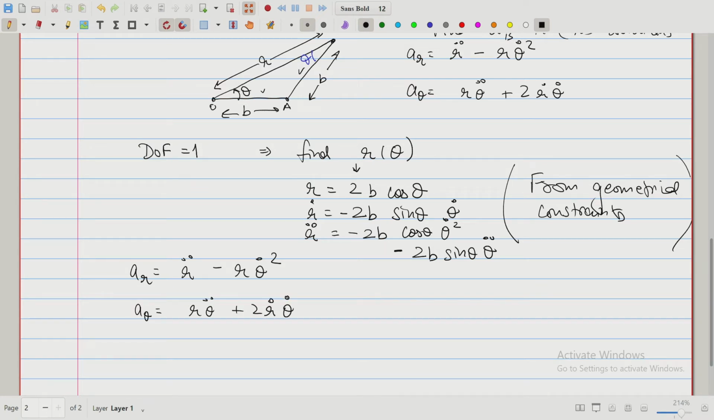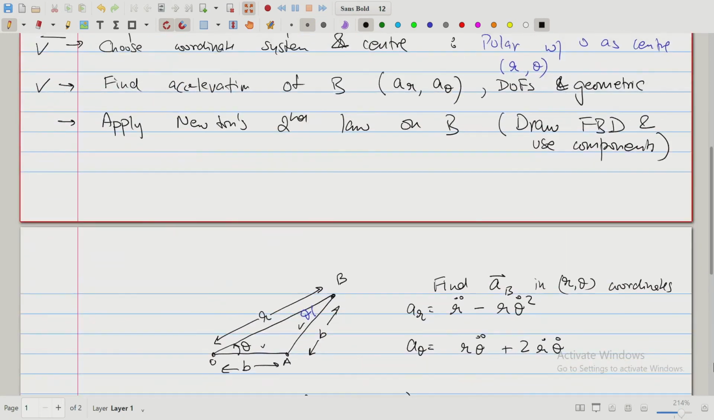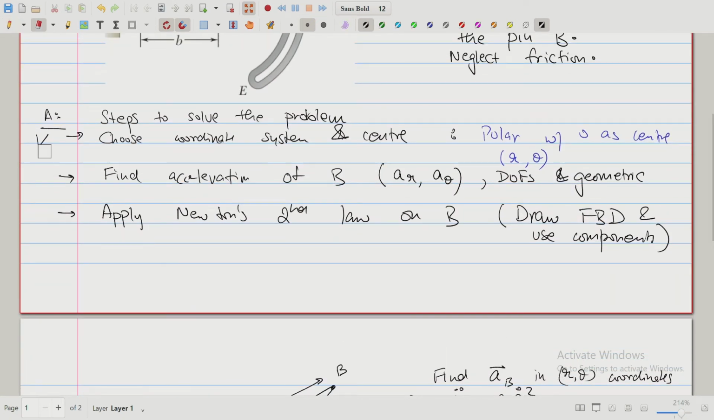Similarly, a_theta can also be found out because we have r and r dot in terms of theta, theta dot and theta double dot. So that's first step finished. That was kinematics. There was no kinetics yet, no force, nothing about forces. Let's call this step number 1. This is step number 0, step number 1 and step number 2.